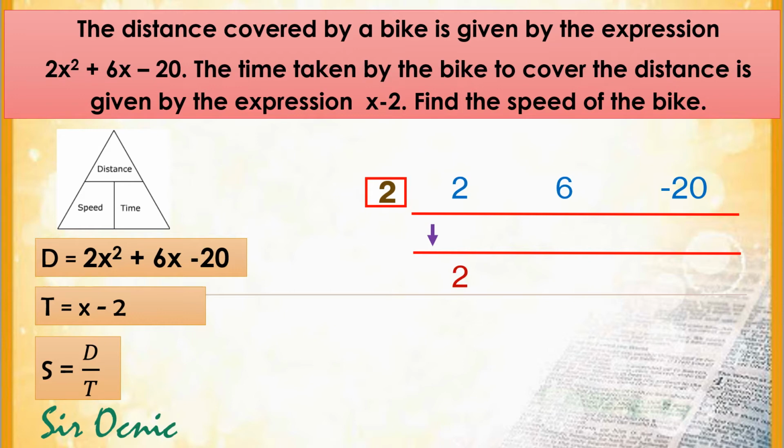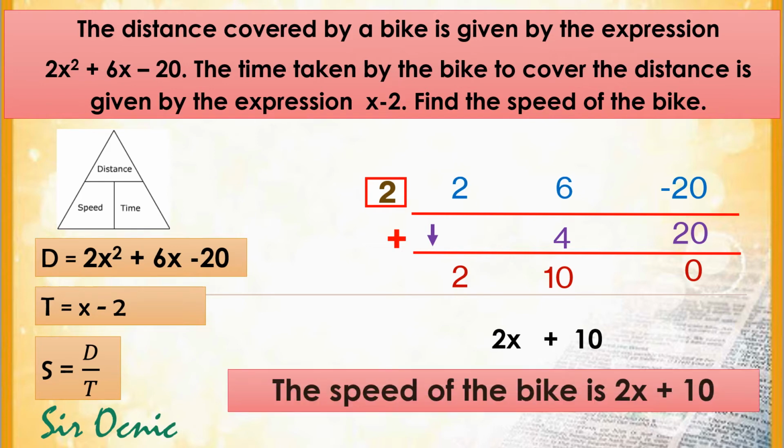Bring down 2, times 2 is equal to 4, plus 6 equals 10, times 2 equals 20, plus negative 20 is equal to 0. Rewriting the remaining numerical coefficients, we will then have 2x plus 10. 2x plus 10 now is the speed of the bike.